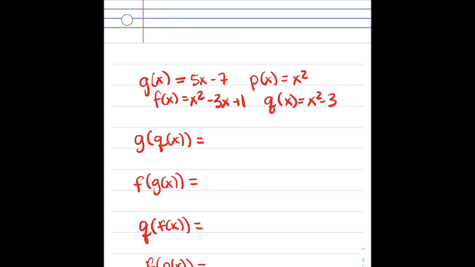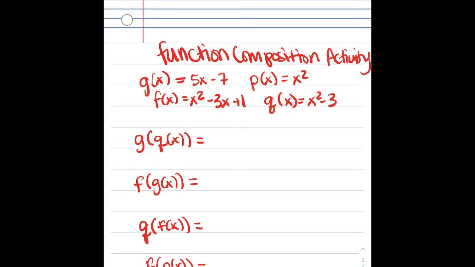So do these 4 problems and take a picture of them or type them in a Google Doc, however you want to do it, and upload it. Just post it to that assignment that says function composition activity. So ignore the rules that I put on there. And do this and submit the picture.